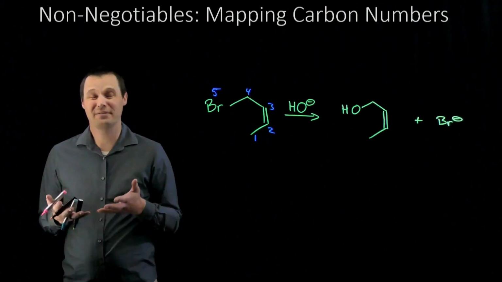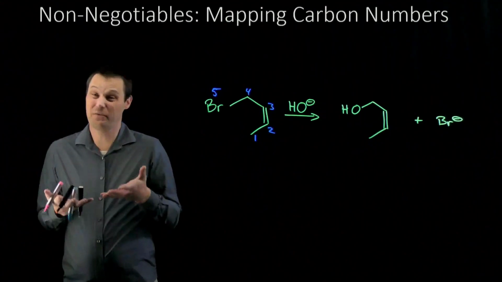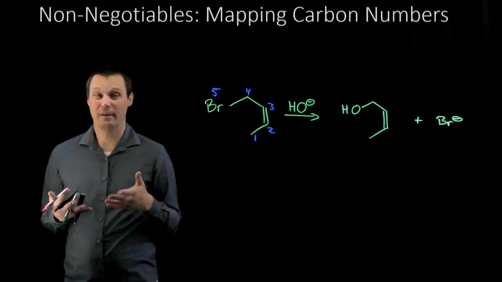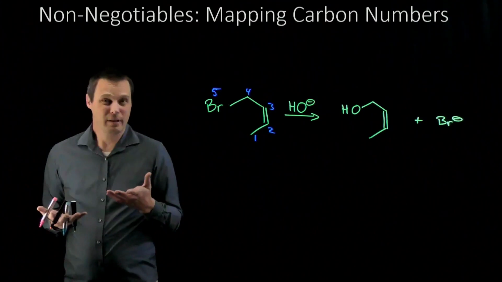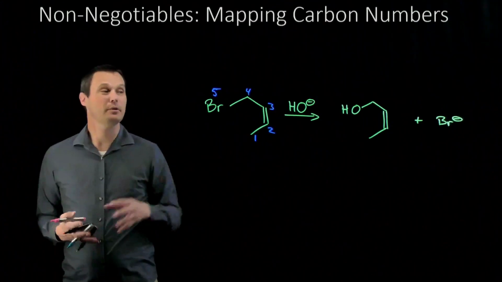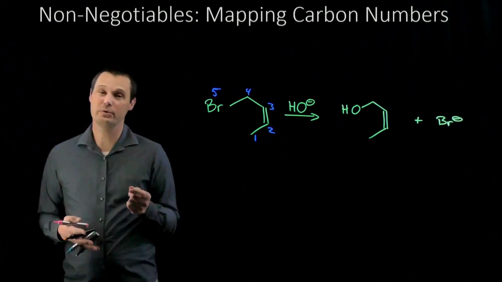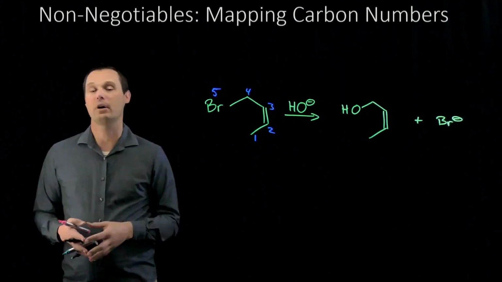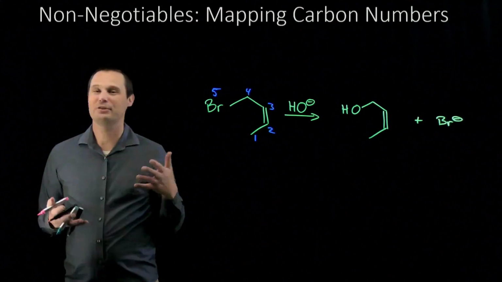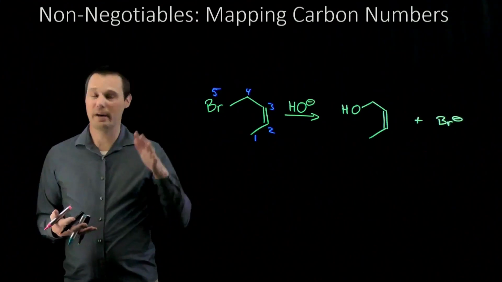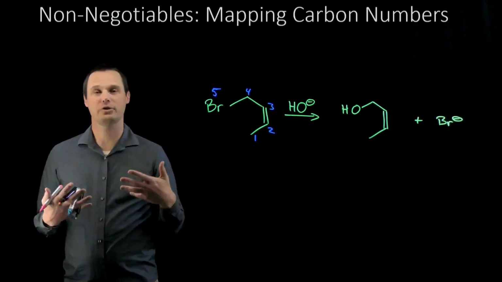Do you have to number every atom in every structure ever for the rest of your life? No, not really. As you get better at chemistry, you may be able to skip over some of these steps, but as a beginner student, I would really recommend numbering all the carbons all the time. Just make it a habit. As you see a new structure in a new question, just go ahead and number the carbon atoms in that structure just so you have a baseline.